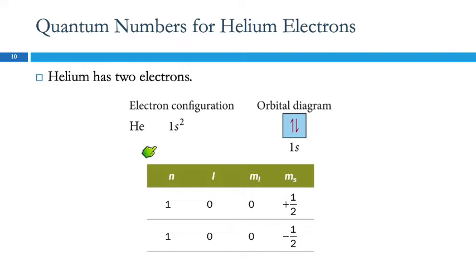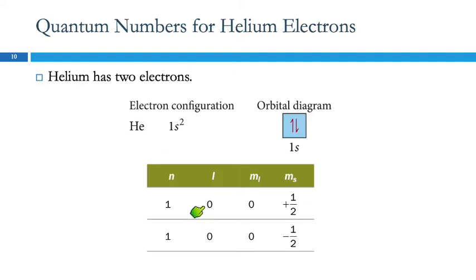So this would be helium. Here's its electron configuration. There's 2 electrons in the 1s. Here's its orbital diagram with 1 electron having spin up and 1 having spin down. These are the quantum numbers for those 2 electrons. They are both in the first energy level. That's where the 1 comes from.